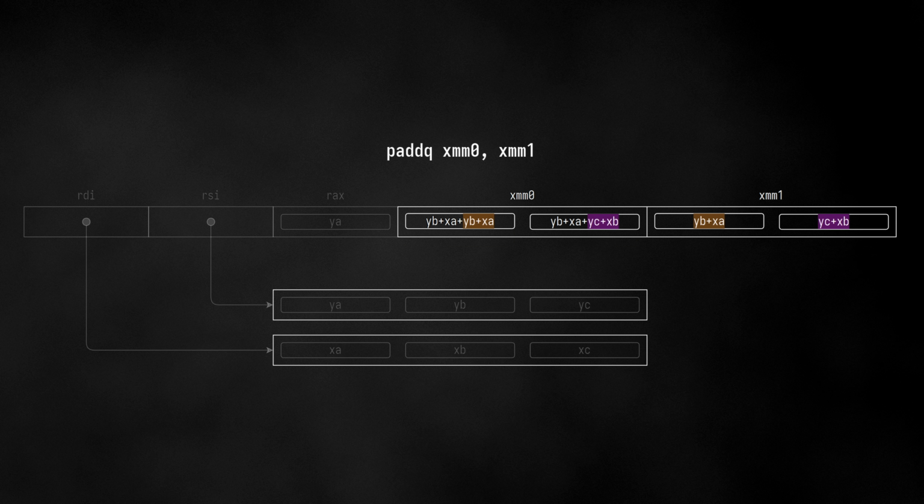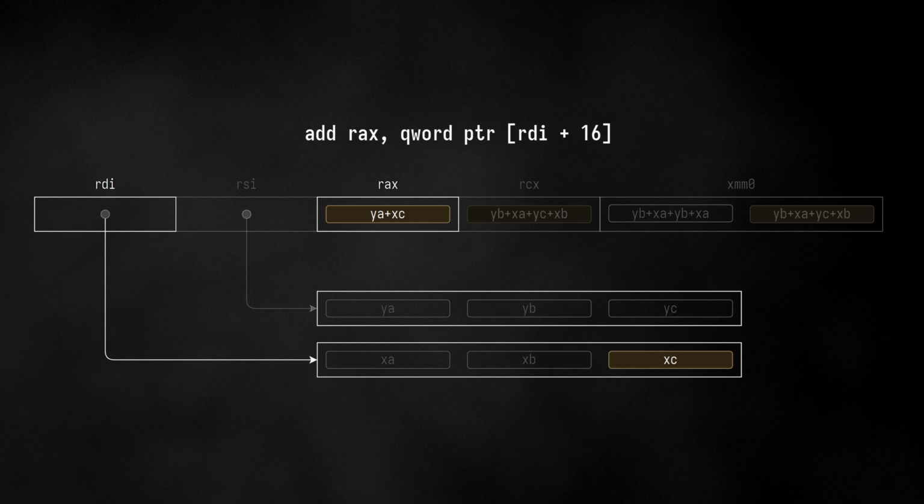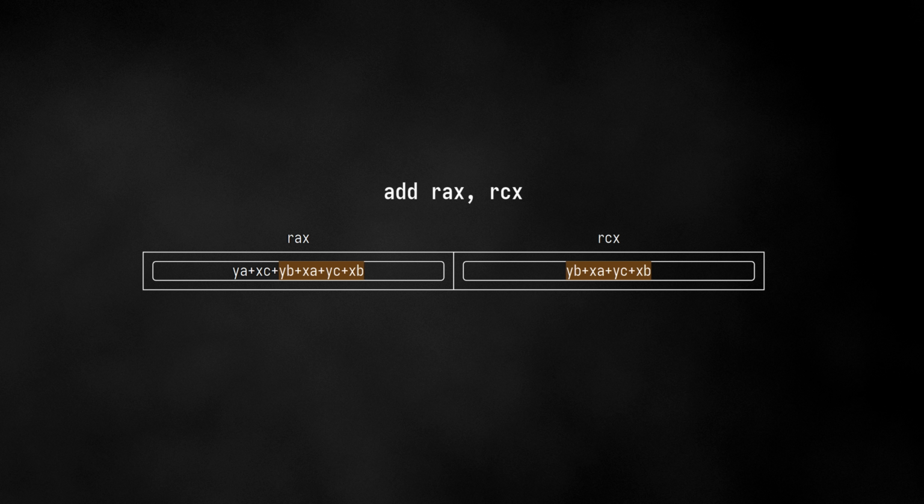Then we have another paddq doing 2 additions between both pairs of quad words. We only care about one of the results, so this could be an add, but the other operand is already in XMM1, so this saves us a trip. After that, we move the result we care about out of XMM0 into RCX, add XC at address RDI plus 16 to RAX, and add RCX, the result of all those SIMD additions, to RAX, which gives us our final sum and return value. Easy, am I right? Aren't you glad you clicked on this video?